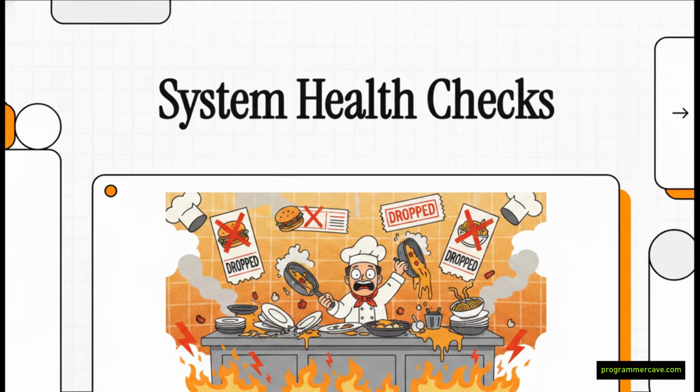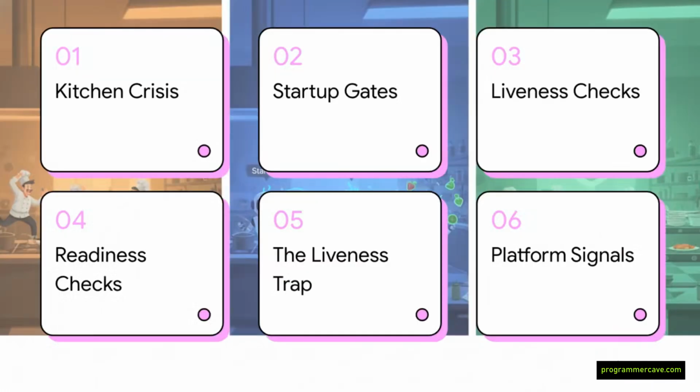Let's get into it. Quick look at today's menu. We'll start with the core problem, what we call the chaotic kitchen crisis. Then, we'll meet our 3 kitchen managers: startup, liveness, and readiness. After that, I'm going to warn you about a massive pitfall known as the deadly liveness trap, and we'll wrap up with the ultimate platform takeaway.